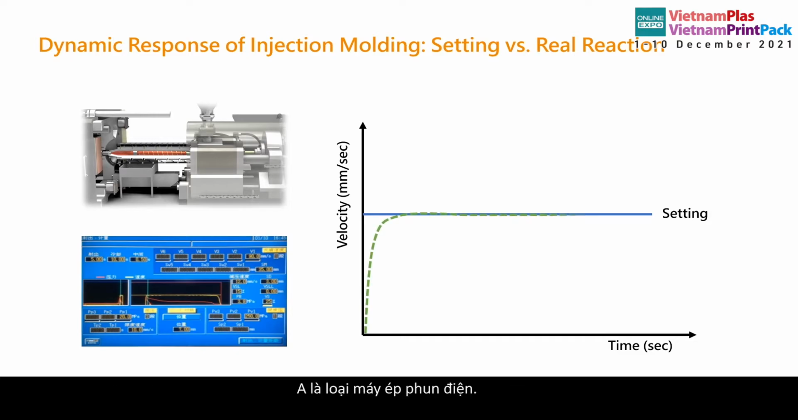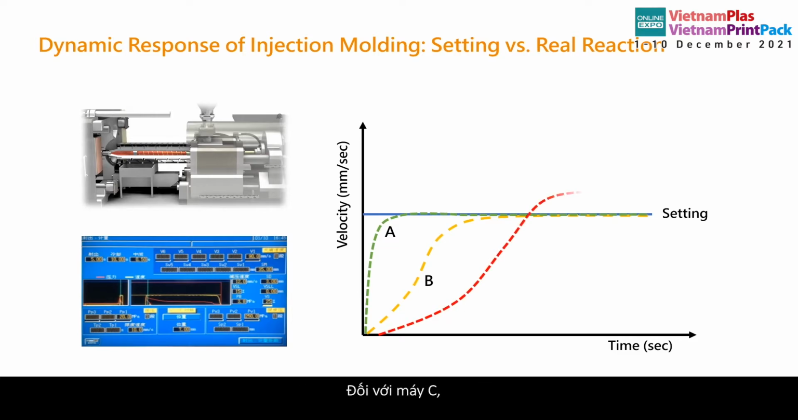A is an electric type injection machine. Its real response is quite close to the ideal setting, with only a small gap in the beginning stage. But machine B is not like A. The real speed profile in the beginning is much farther from the ideal setting.